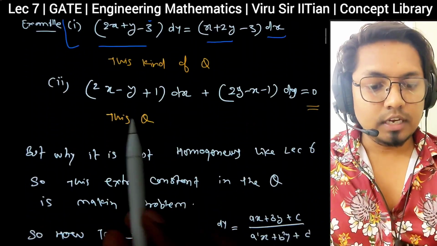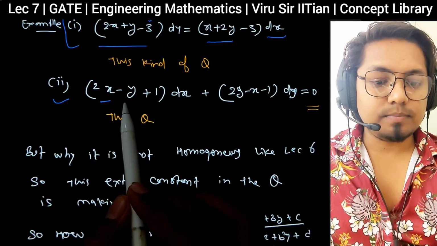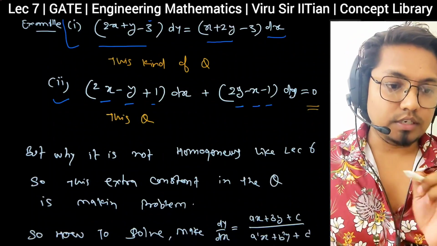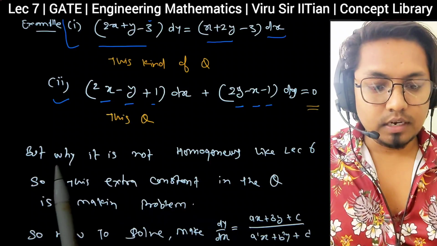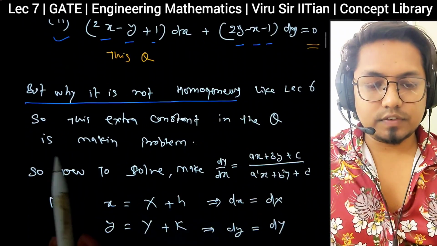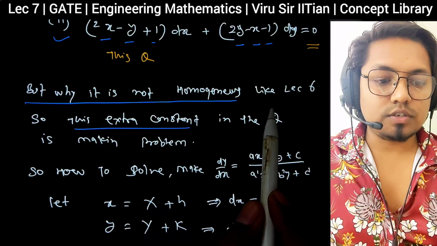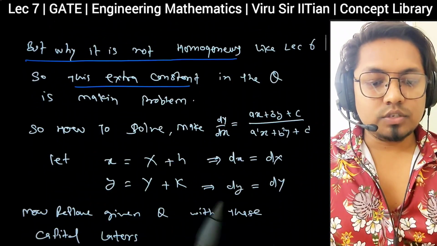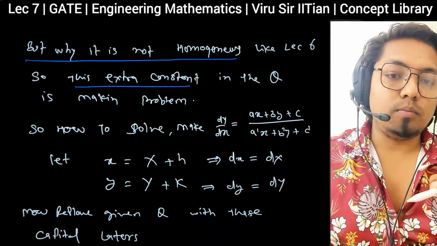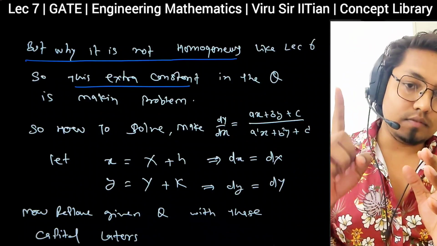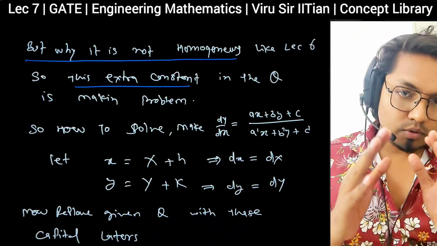Now see another equation, 2x minus y plus 1, 2y minus x minus 1. Here also you will have the problem. But why is it not homogeneous like lecture 6? This extra constant that you are seeing in the question, like here 1 and here 1, is making the problem. Directly you cannot apply the method that you learned in lecture 6.